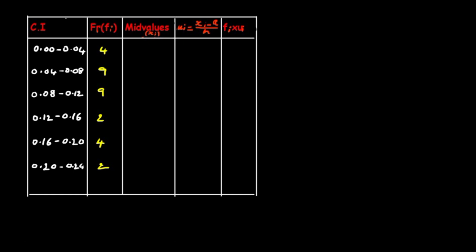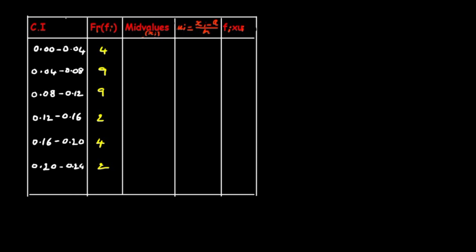The next one is fi into ui, meaning the product of the frequency and deviation. You can check here the class interval; it's already given in the question: 0.00 to 0.04, the frequency is 4; 0.04 to 0.08, the frequency is 9; 0.08 to 0.12, the frequency again is 9. All this information is already given in the question. Now the next one is the mid value.